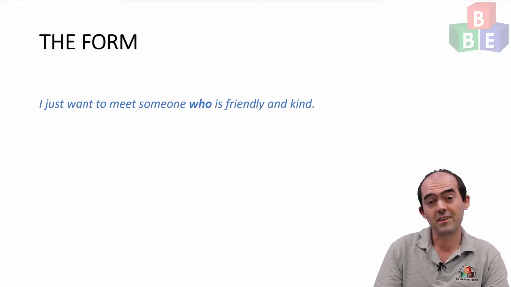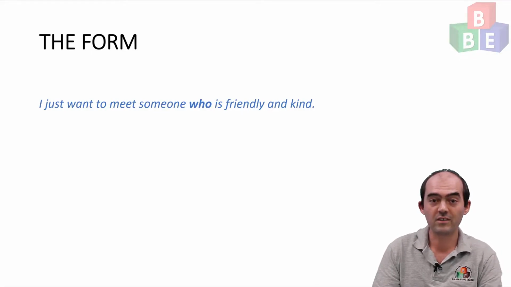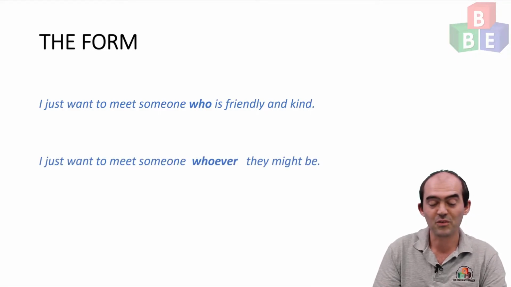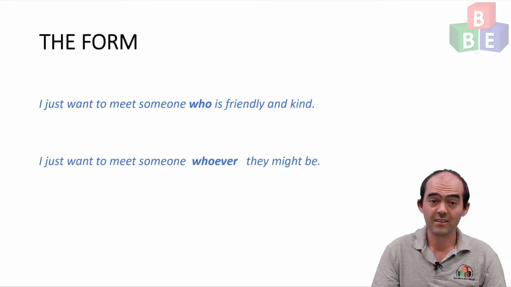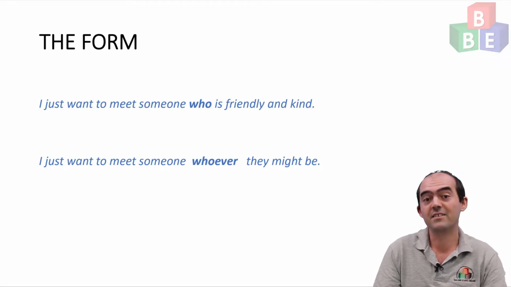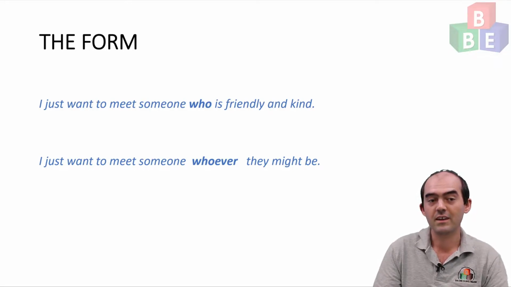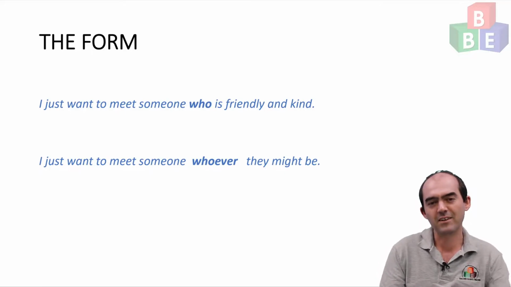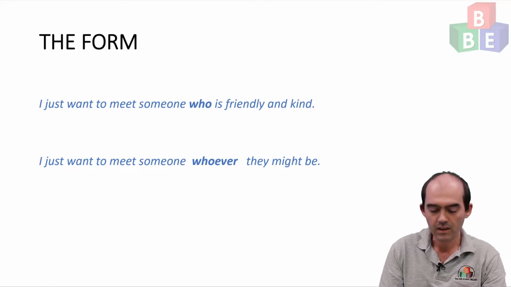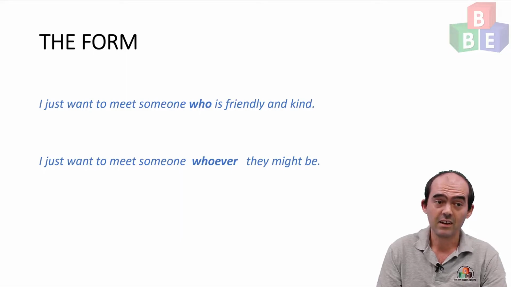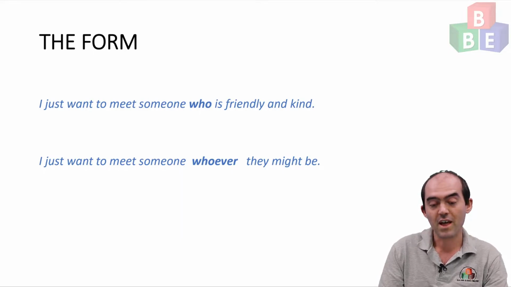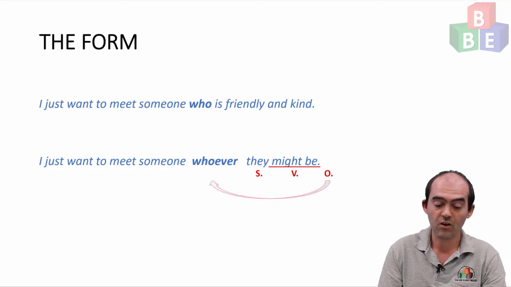However, there is another type of word I can use. For example, I just want to meet someone whoever they might be. In this case, I've used whoever instead of the relative pronoun who to indicate it doesn't matter who that person is. Now, as we can see, inside of this relative clause, we have they might be. So we have they as a subject and might be as a verb, meaning that whoever is our object.